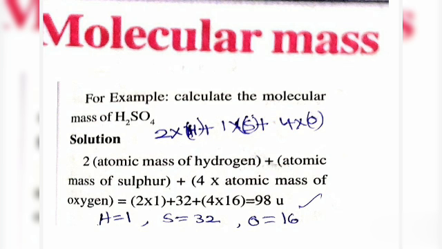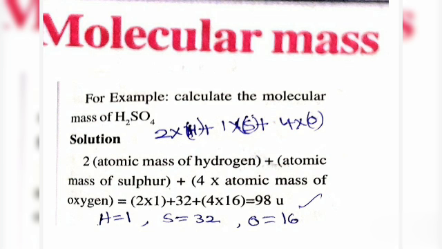Now we will discuss molecular mass. We have already discussed the concept of atomic mass. What is the meaning of atomic mass? The number of protons and neutrons is called atomic mass. So this concept can be extended to calculate the molecular masses.